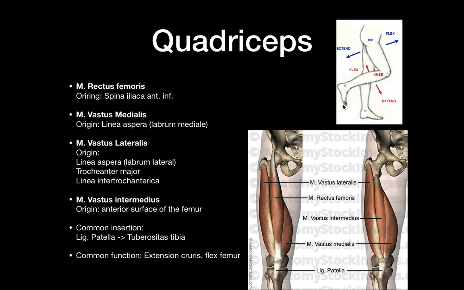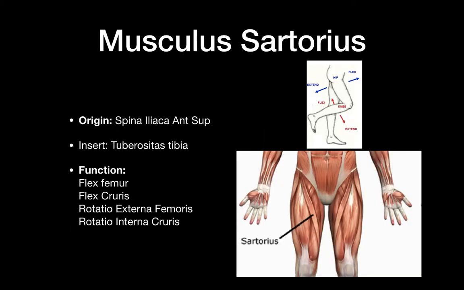Same with the foot. So next muscle is Musculus sartorius. Musculus sartorius is going to originate from spina iliaca anterior superior and insert at Tuberositas tibiae, at the tibia. And this one has different functions. You can see the muscle here. It flexes the femur forward and also flexes the cruris backward, and also rotates the femur externally. It's going to originate here, so it's going to rotate externally, and also rotate the leg internally.